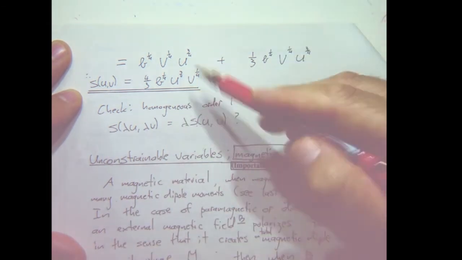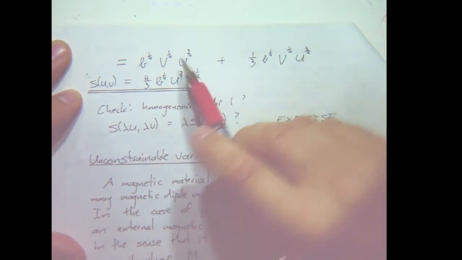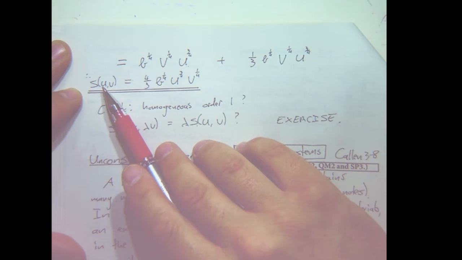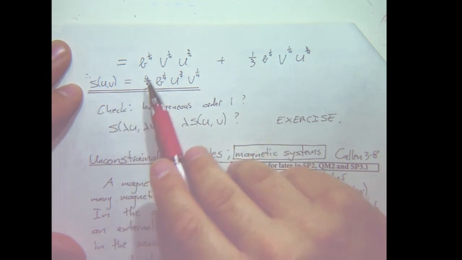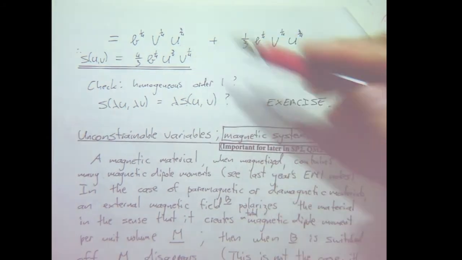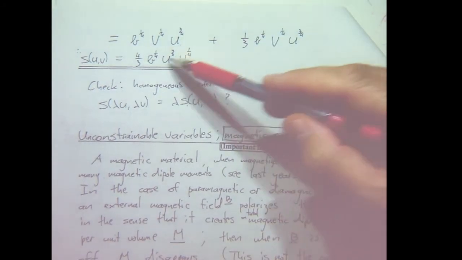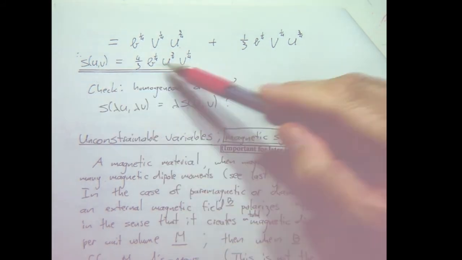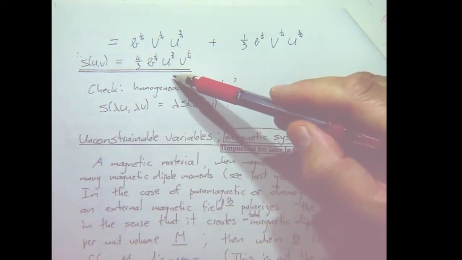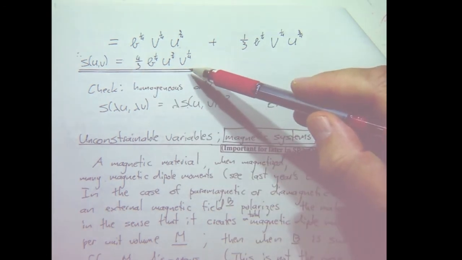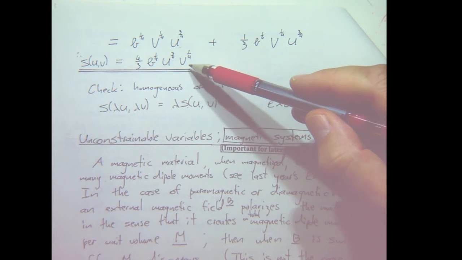And just check, is it homogeneous order 1? Put lambda u in there, lambda v in there, you get lambda to the 3/4, lambda to the 1/4, so that's lambda to the 1. Yes, the entropy scales properly. So that's the entropy function. The theory already tells us that if you differentiate this with respect to u, you'll get the correct equation of state. Differentiate this with respect to v, you'll get the correct mechanical equation of state.